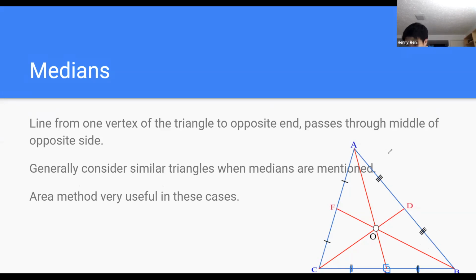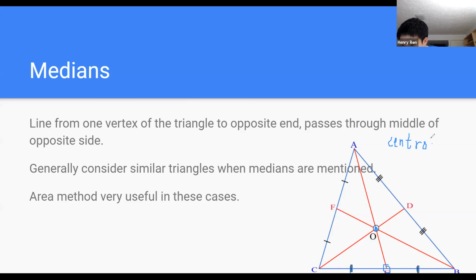All right. And when you draw all three medians of a triangle, you'll find that they meet at the same point here. We call this the centroid. So if they ask for a centroid, we're talking about medians. It's spelled like this, C-E-N-T-R-O-I-D.